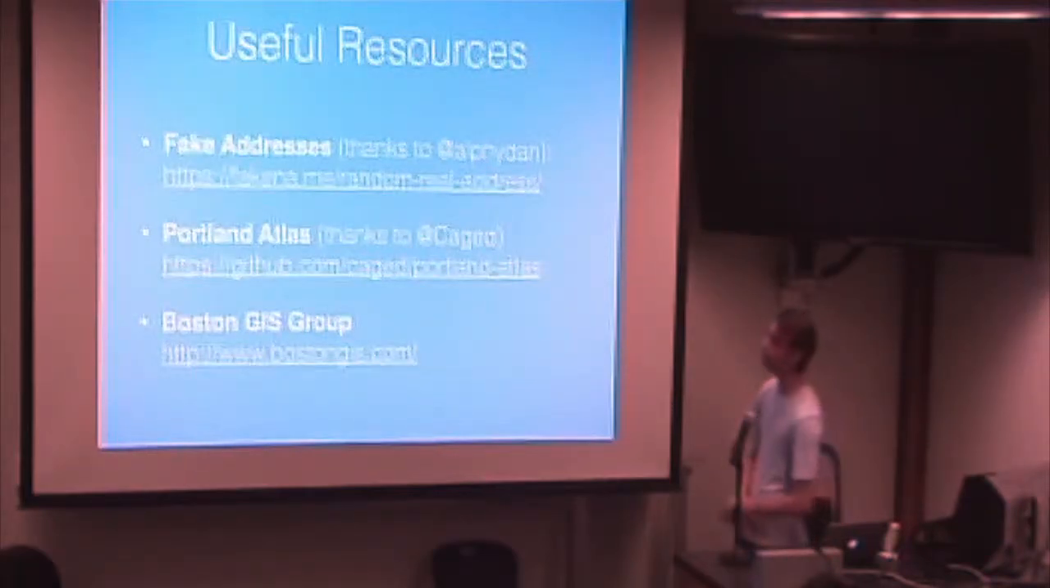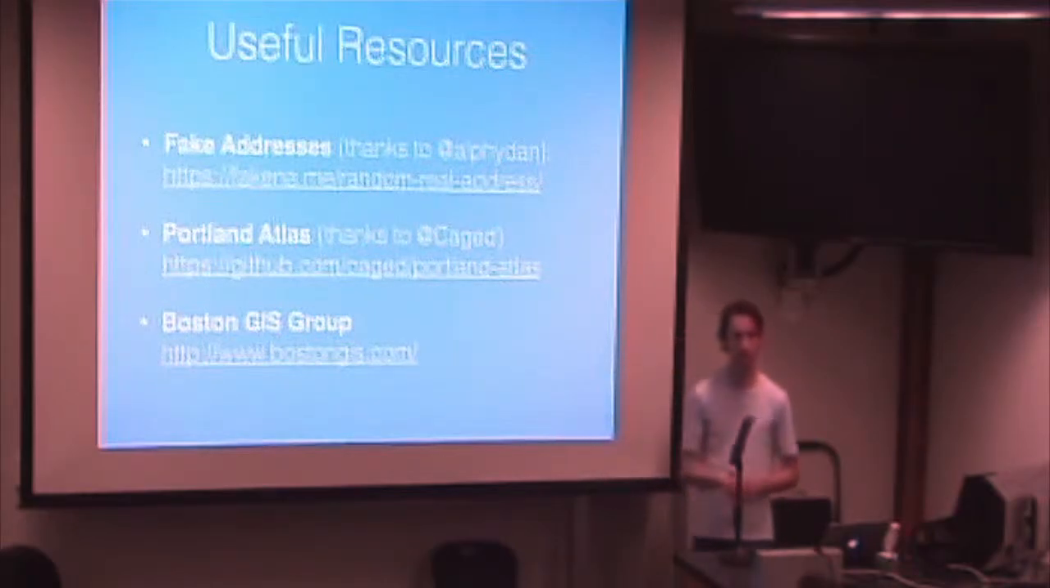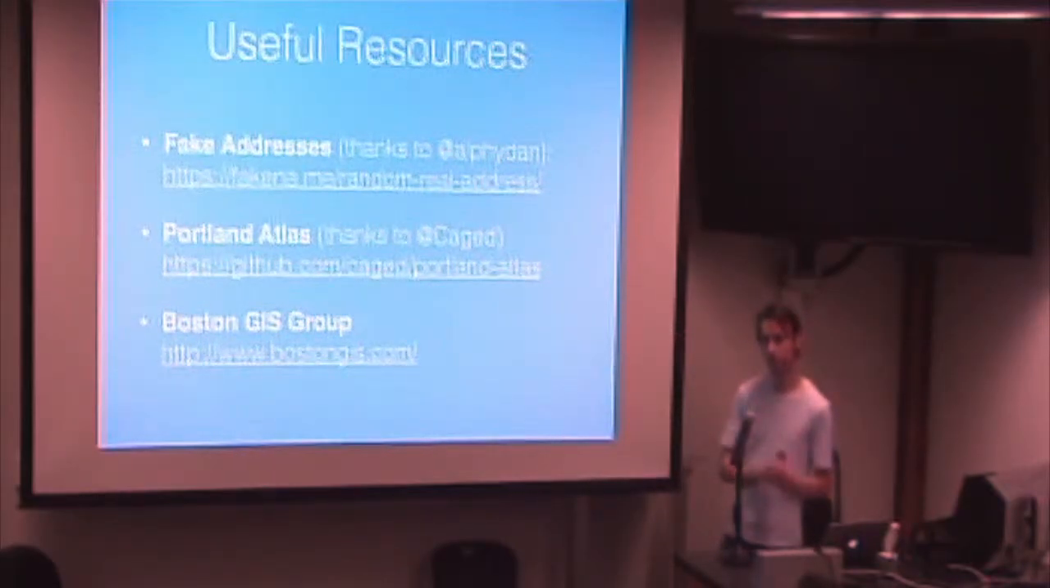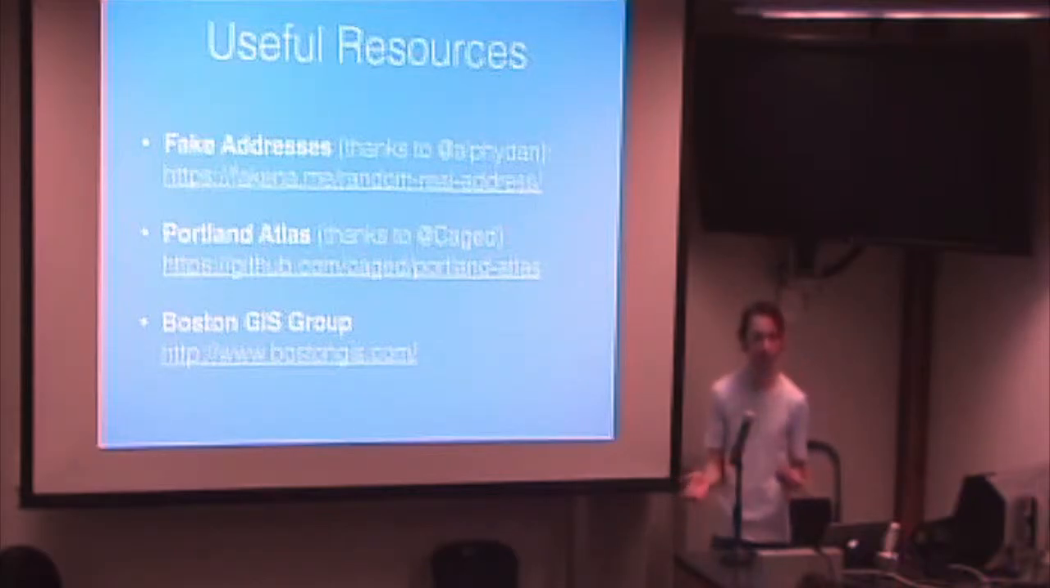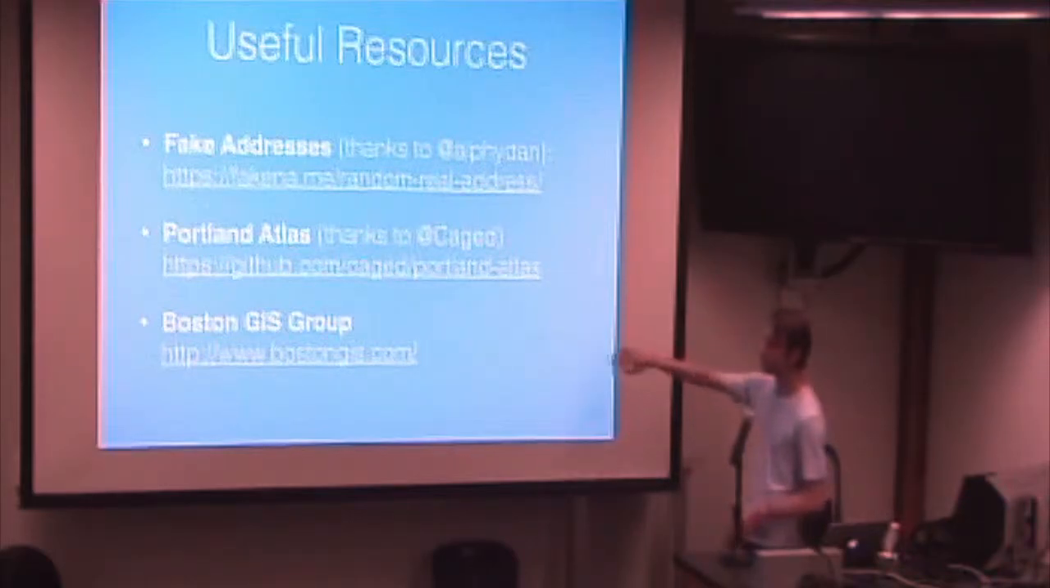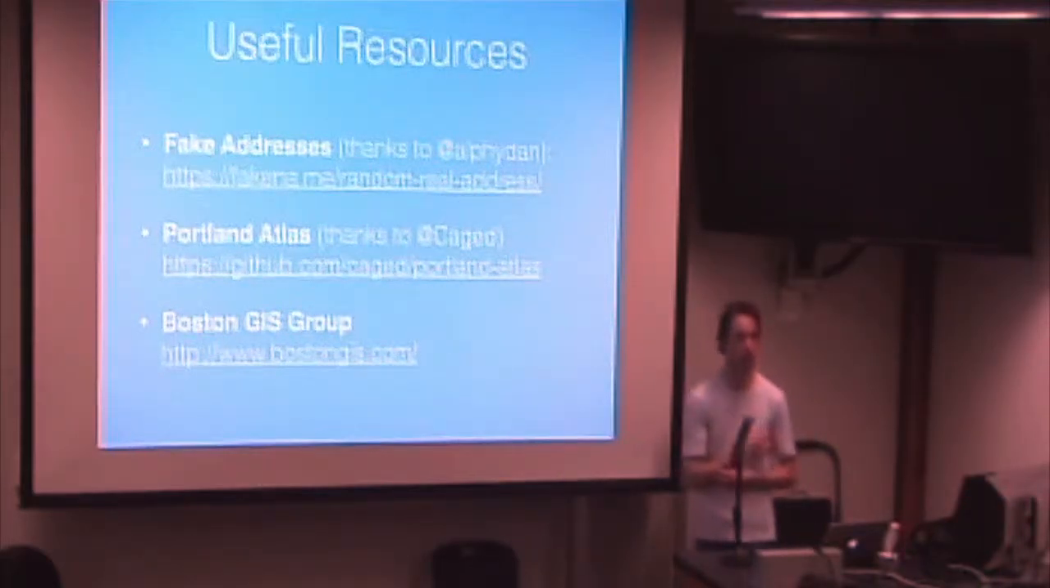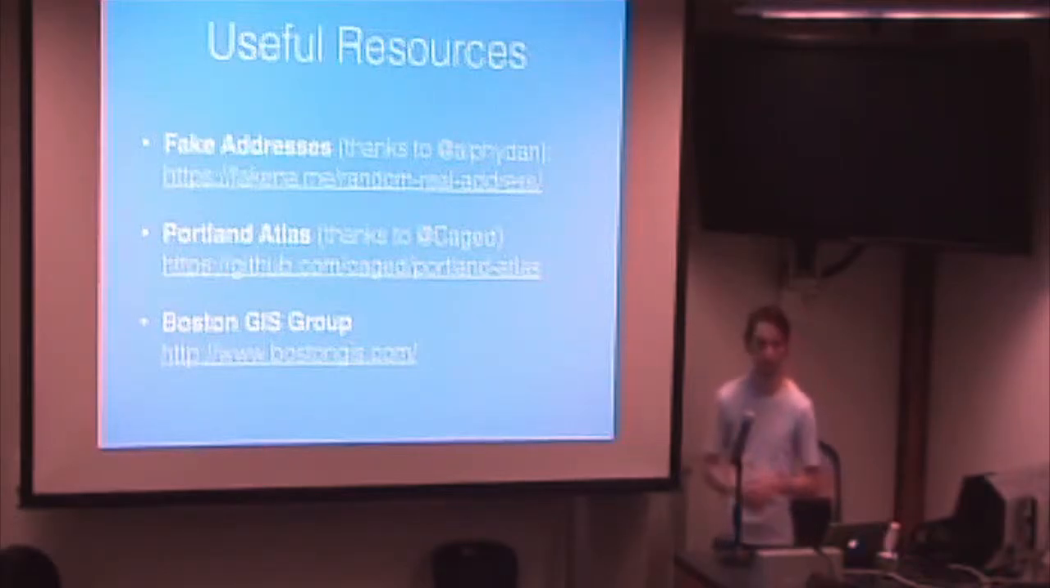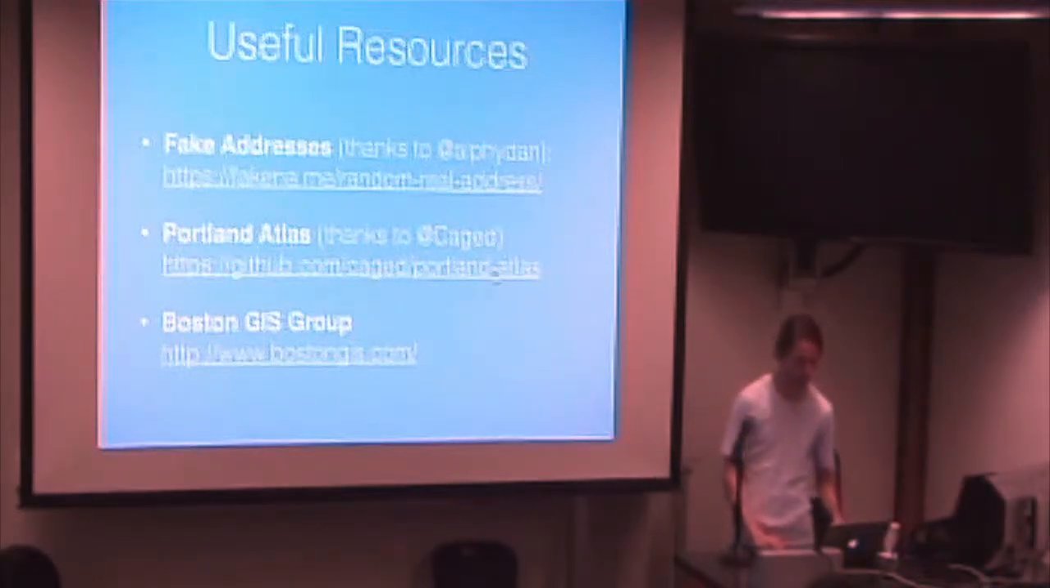A couple of other tools I really like to use: if you need fake addresses, because they have to exist at some point, because you want to geolocate them. You can't make up an address. There's a cool tool. The Portland Atlas is a really wonderful resource for local data, and then the Boston GIS group. I recommend it.